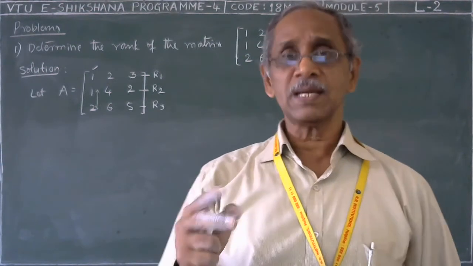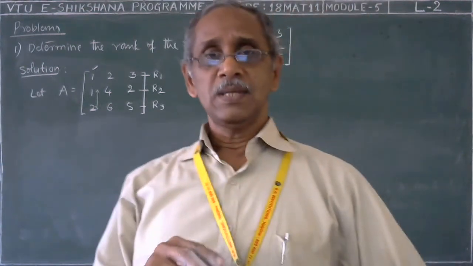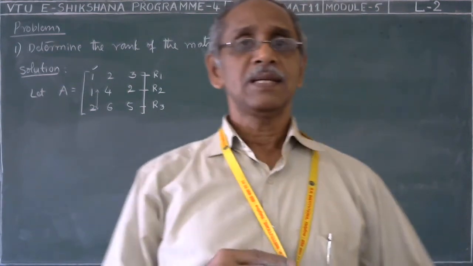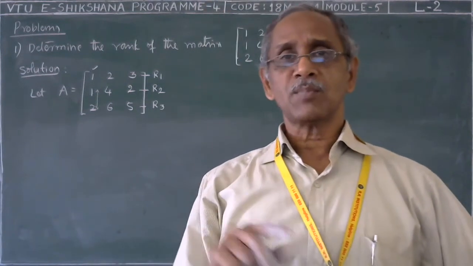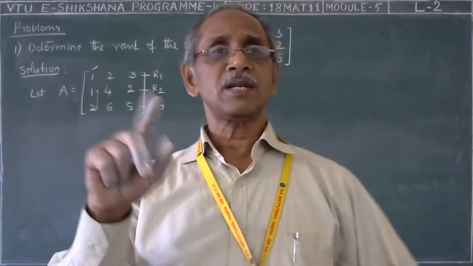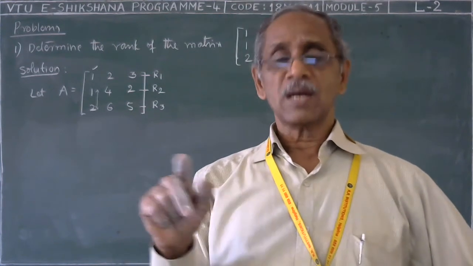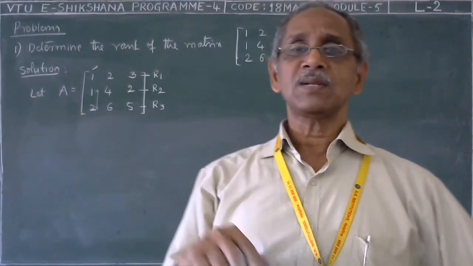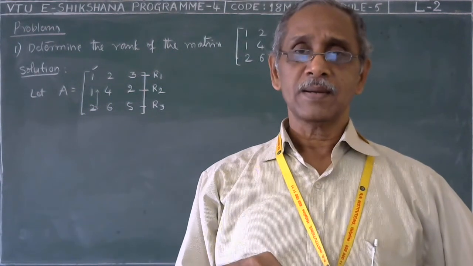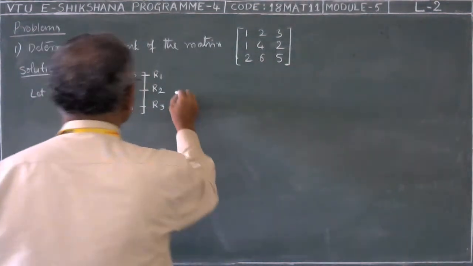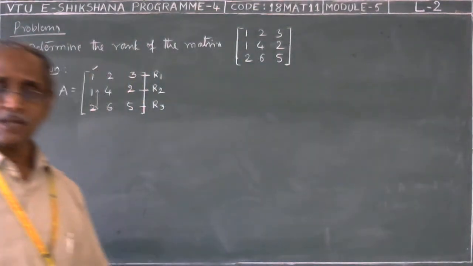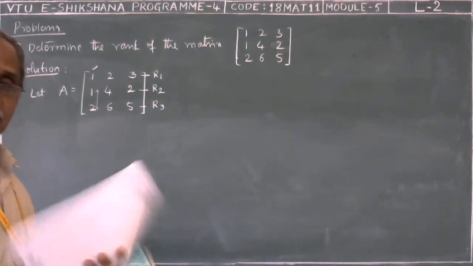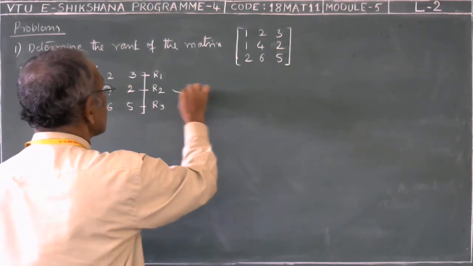What is the first transformation? You can interchange any two rows. The second one is you can multiply any row by a non-zero constant. The third one is you can add or subtract non-zero constant multiples of the elements of a row to the corresponding elements of any other row. Whatever elementary transformation I perform should be written here. So this is equivalent to.